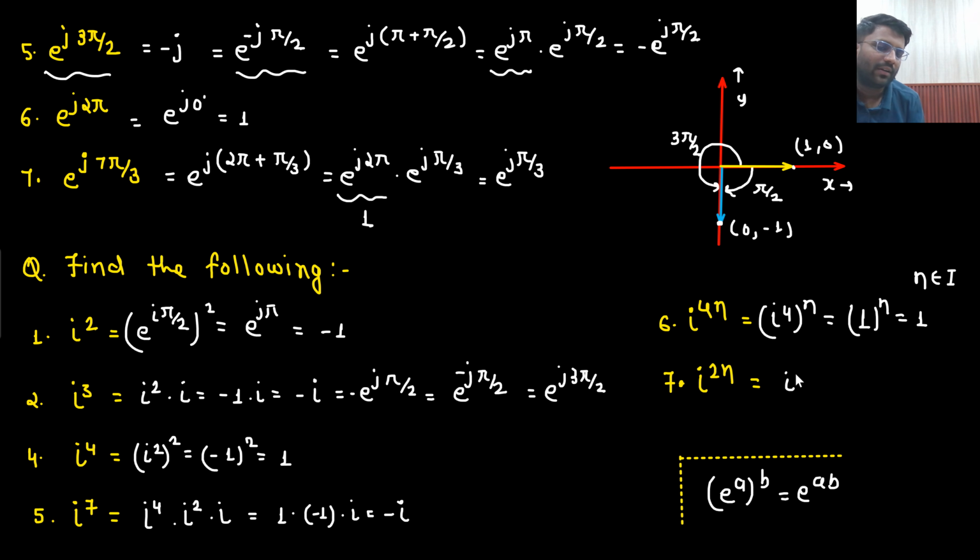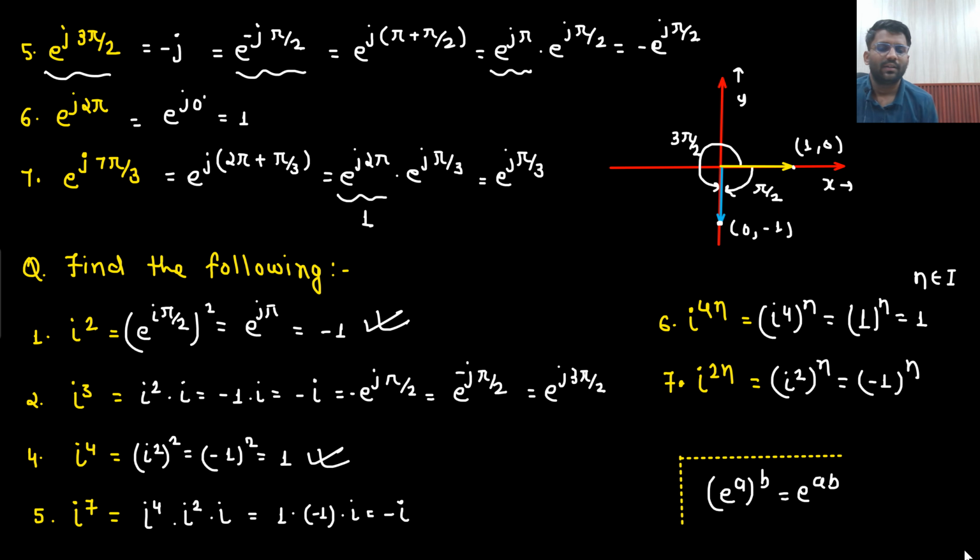Iota to the power 2n. Can I write it in this way? Iota square, to the power n. So what is iota square? Minus 1, to the power n. Okay. So what you need to remember, sir: iota square is minus 1, and iota to the power 4 is 1. These two things you need to remember. The rest everything you will be able to do. Iota to the power 4 is 1, directly you need to remember it.